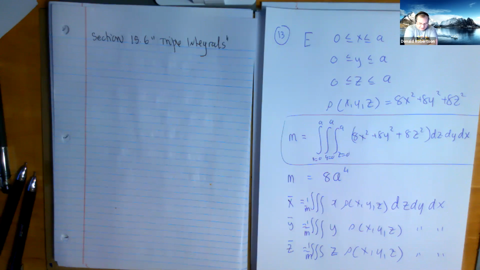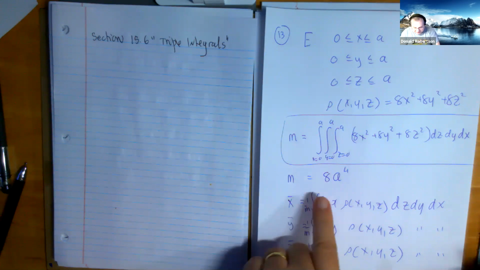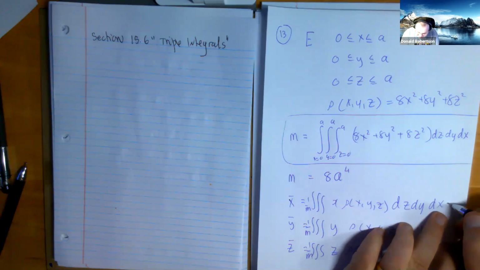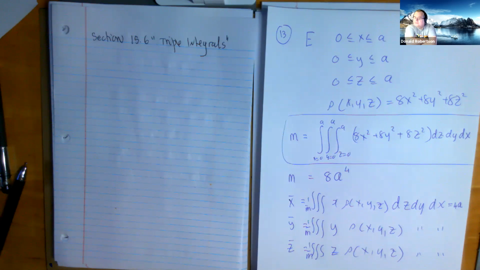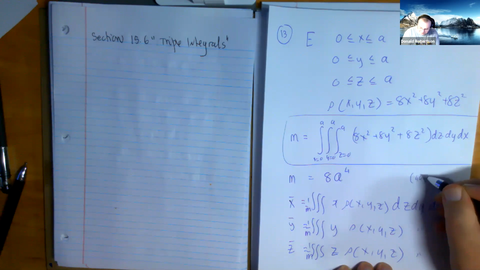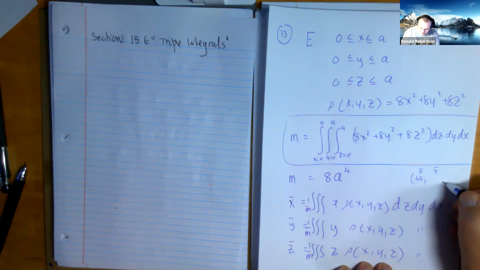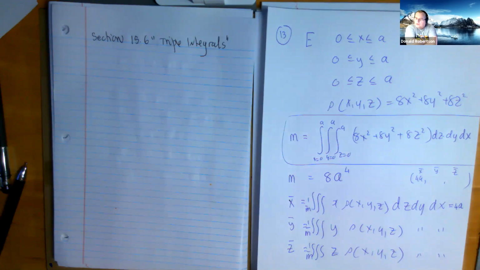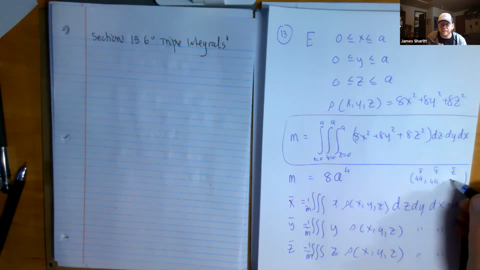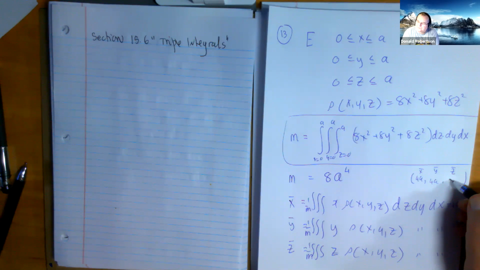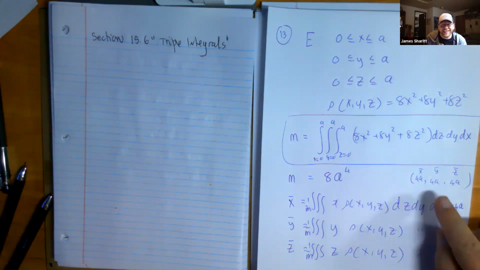Now, here's a way to save time and money. Can we pretend that I actually did this correctly, and X bar ended up being 4a? I do not need to calculate Y bar and Z bar. I already know what the answer is. What is the y coordinate of the center of mass? Or A? And z? Or A? If that was the right answer, right?